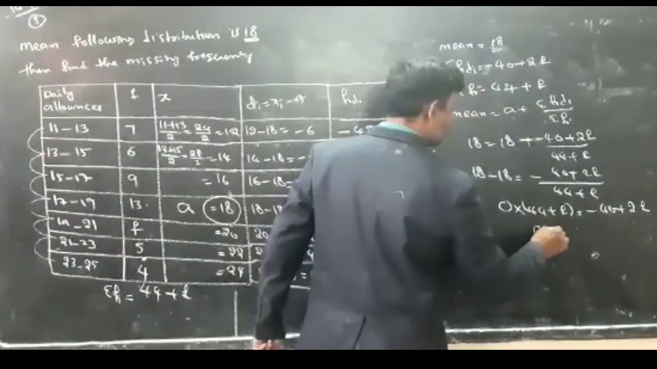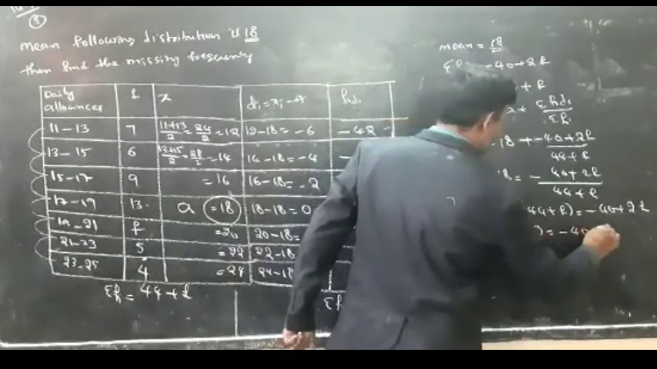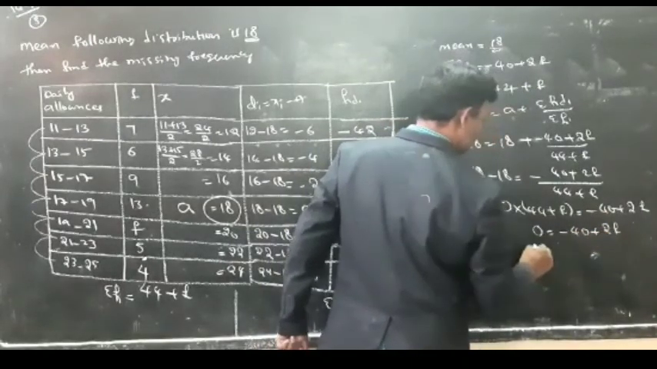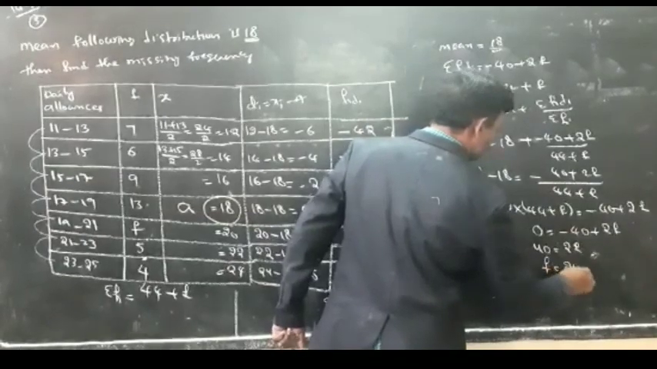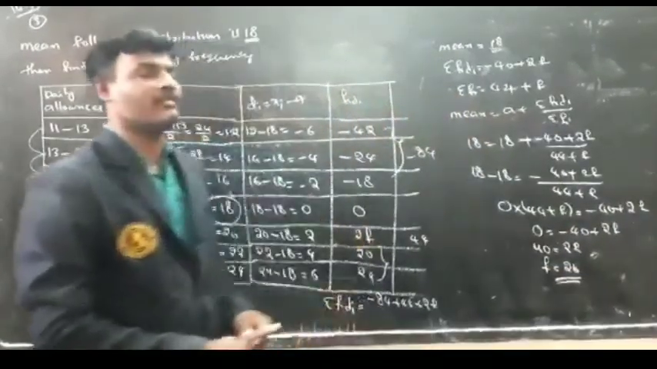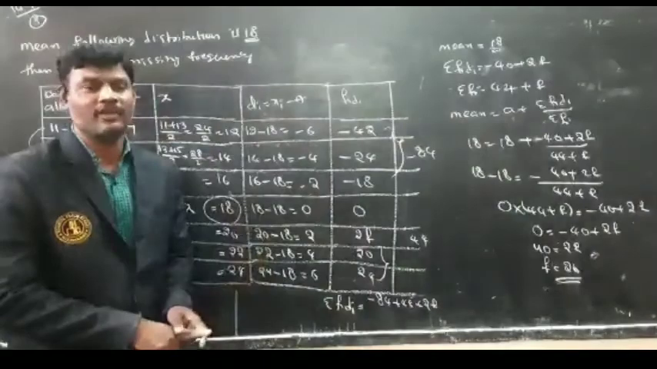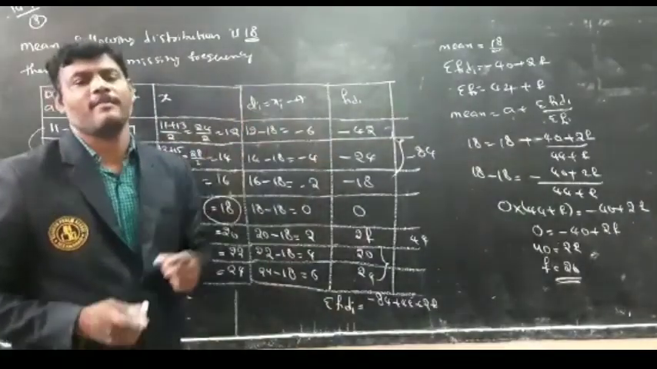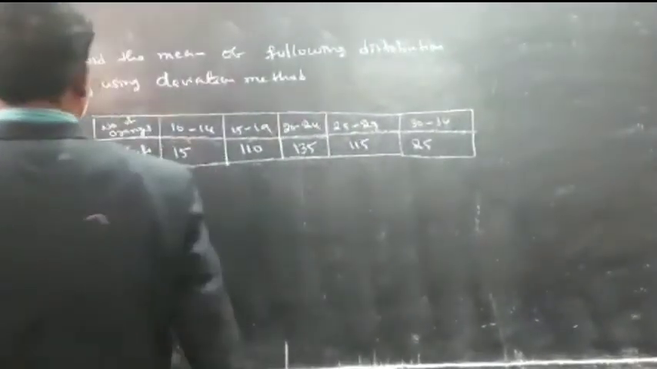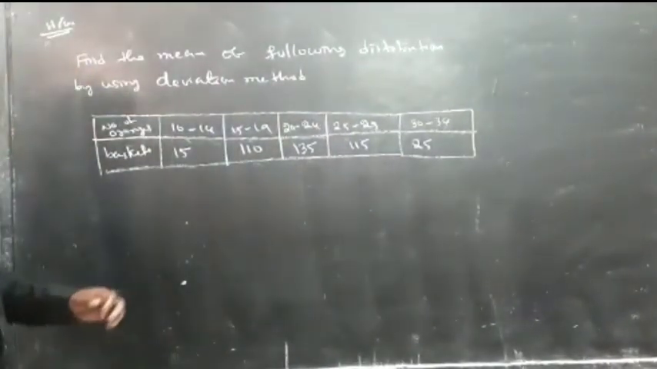0 times anything is 0. So 0 is equal to minus 40 plus 2f. Then 40 is equal to 2f. F is equal to 20. So what is the missing frequency here? 20 is the missing frequency. This is one of the important problems from this chapter. So the question here is today's homework.